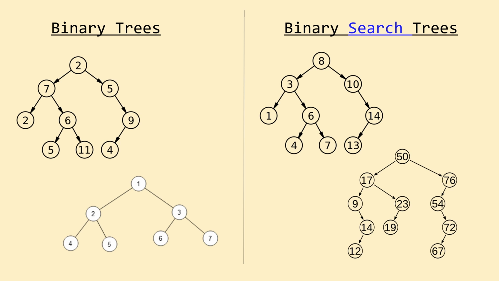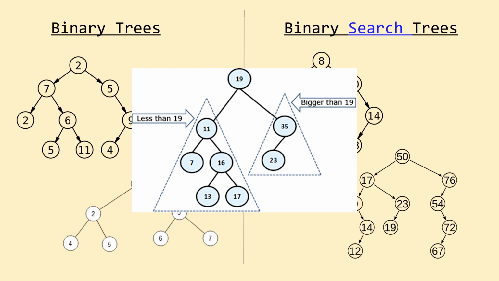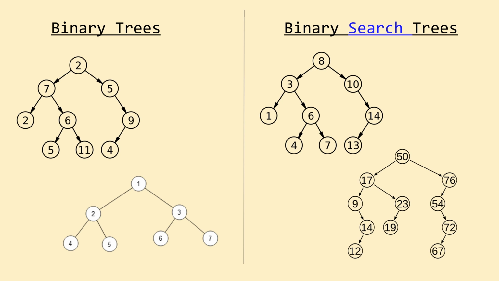But essentially, a binary search tree is just a binary tree that follows a single set of rules. Namely, in a binary search tree, all nodes to the right must contain values larger, and all nodes to the left must contain values smaller than the value in the node itself. For a binary tree to be a binary search tree, this rule must be followed for every single node in the tree.